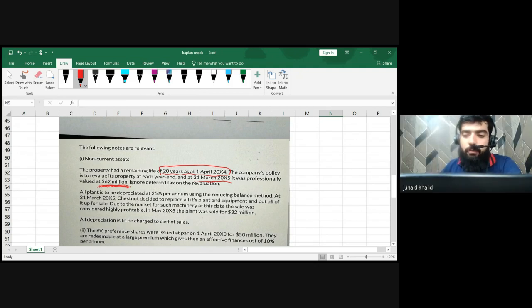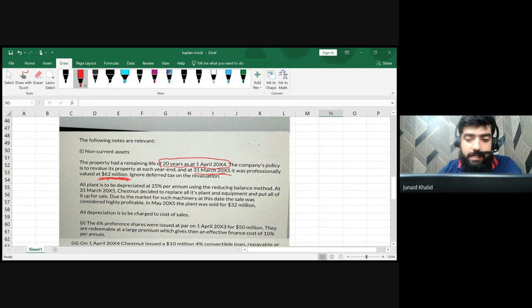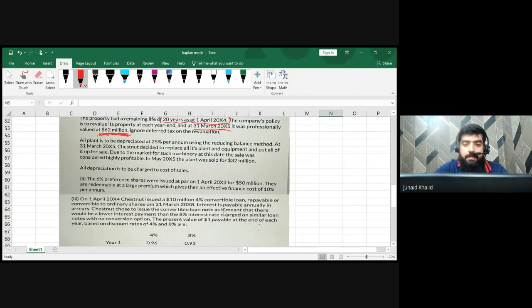So whichever is lower. It means at the end of the year, we need to calculate the carrying amount of the non-current asset, and the fair value less cost to sell is already given over here, in which it states that the sale was considered highly probable in May 2005, the plant was sold for 32 million. It means after the reporting date, the plant was sold for 32 million, and that 32 million is considered as fair value less cost to sell, right? Right. Okay, now next adjustment, all depreciation is charged to cost of sales.